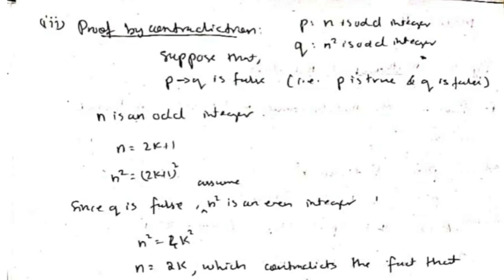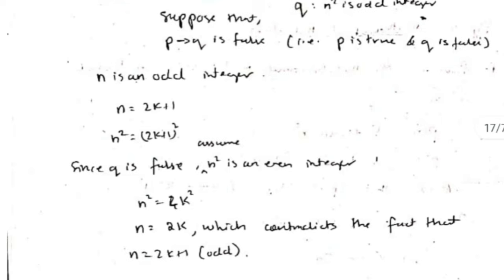In proof by contradiction also it's the same thing. We'll consider p and q, and we will suppose that p conditional q is false. That means p is true and q is false. And then what we'll be doing is proving that q is true. Let's see how to do that.